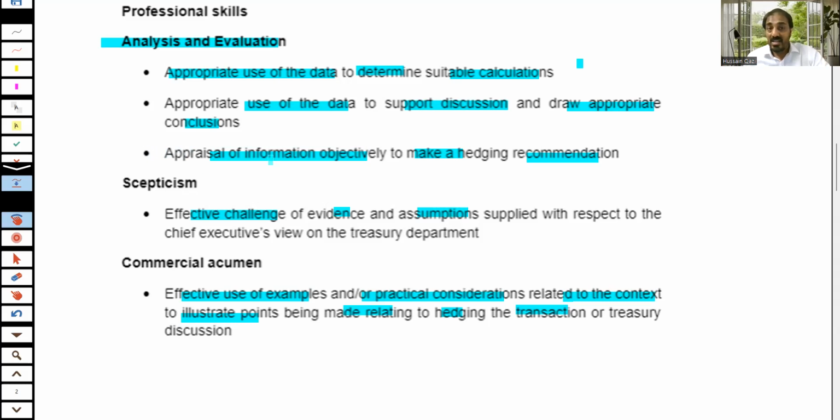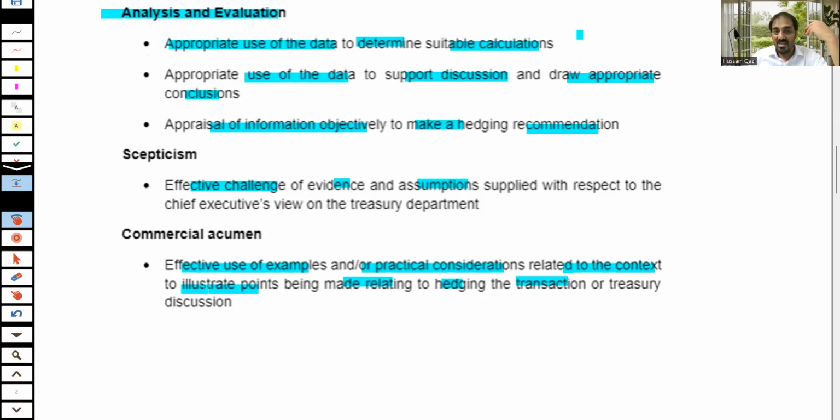Is your information objectively used, meaning purpose-based? Yes, the purpose is hedging recommendations. Have you effectively challenged the evidence or assumptions? The basis risk, margins, counterparty risk, challenge. Have we used some examples or practical consideration?